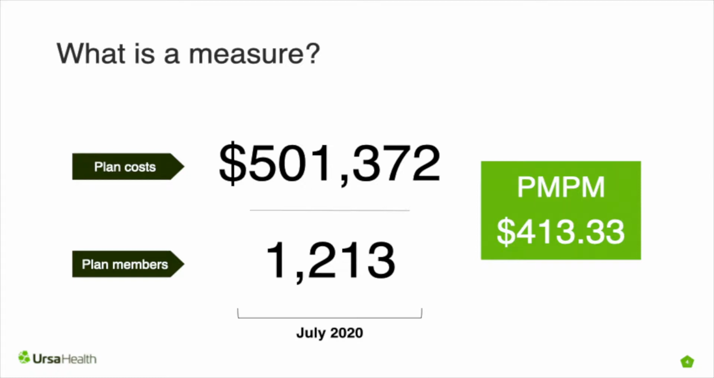The actual amount spent represents the realization of the denominator's performance opportunity. Dividing the numerator by the denominator produces the June PMPM figure of $413.33.